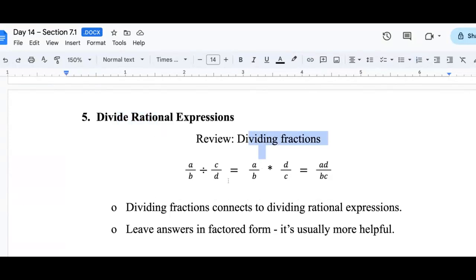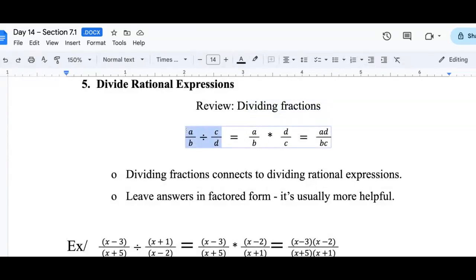Let's see this. So A over B divided by C over D. So what do we do first? We change division into multiplication. Then we flip the second numerator top down. So C is the numerator, then in the multiplication becomes the denominator. D is the denominator, in multiplication it becomes the numerator. So this is multiply, we get AD over BC.